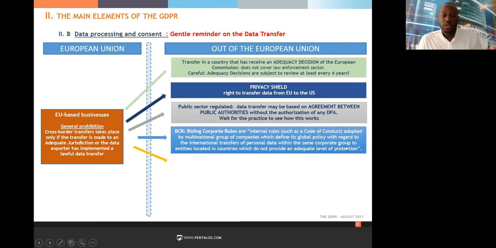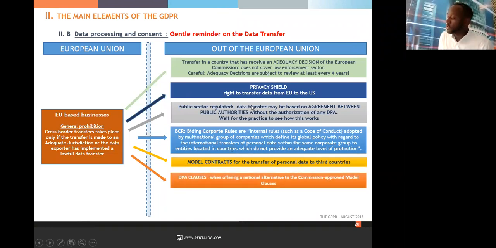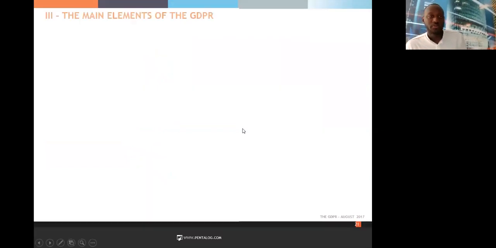The model contract is the model contract from the European Commission for transfer of personal data to a third country. It's still in place. If you have it, you can transfer data out of the European Union. And you have data protection authority clauses. I have never seen one in my career, but it's one of them. And you have the code of conduct and certification. Remember that the code of conduct and certification must be approved by the GDPR. So this is the way for you to transfer your data out of the EU under the GDPR.